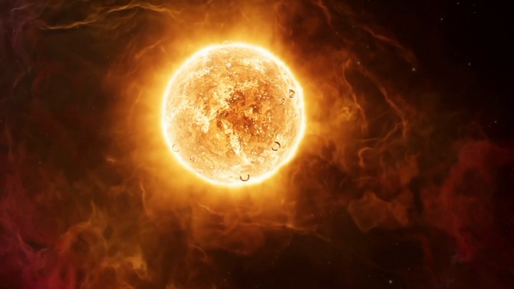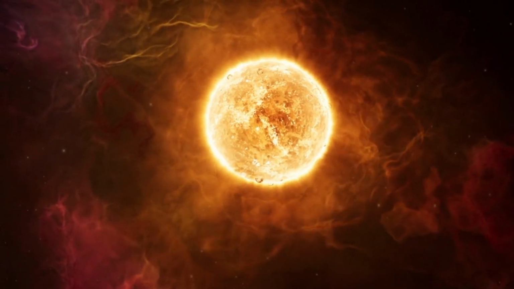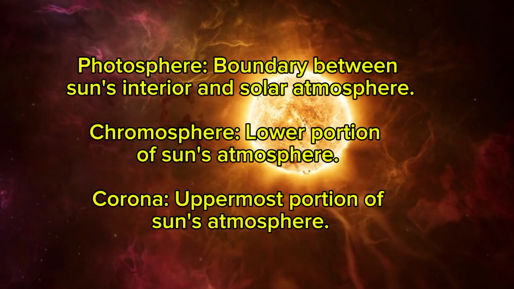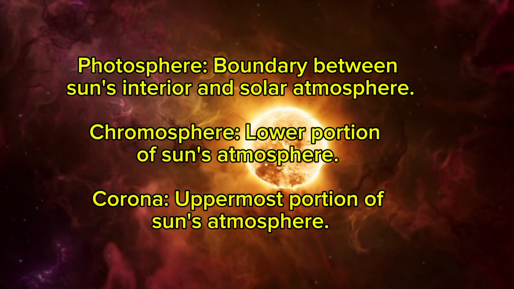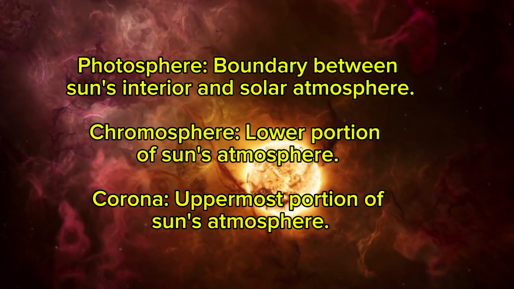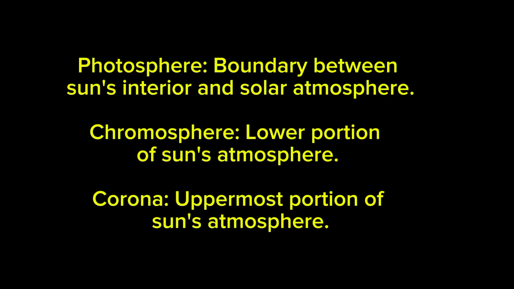So, what are photosphere, chromosphere, and corona? These are the boundary between the Sun's interior and solar atmosphere, the lower region of the solar atmosphere, and the uppermost portion of the Sun's atmosphere, respectively. I mean, the lower region of the solar atmosphere is the chromosphere, while the uppermost portion of the Sun's atmosphere is the corona. So, this was all about the structure of the Sun.